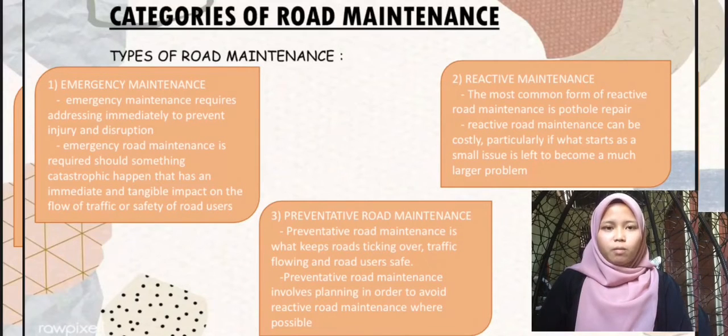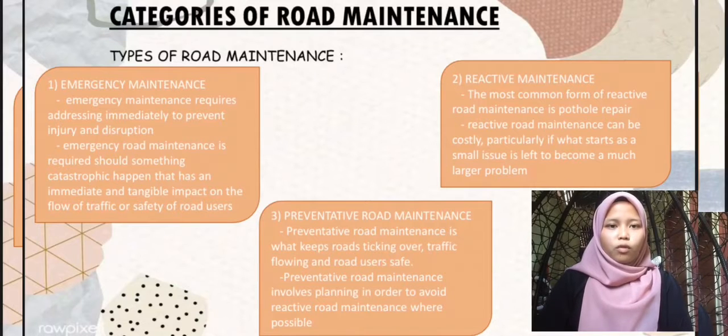There are 3 types of road maintenance. First is emergency maintenance. Emergency maintenance requires addressing immediately to prevent injury and disruption. Emergency road maintenance is required should something catastrophic happen that has an immediate and tangible impact to the flow of traffic or safety of road users.